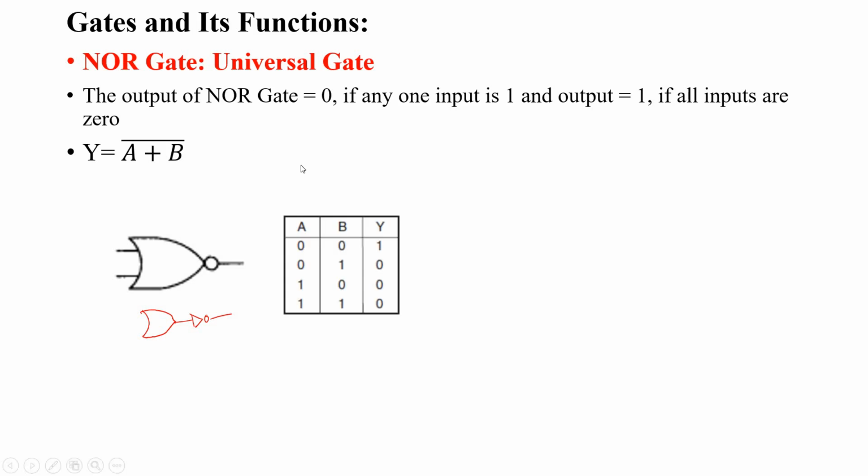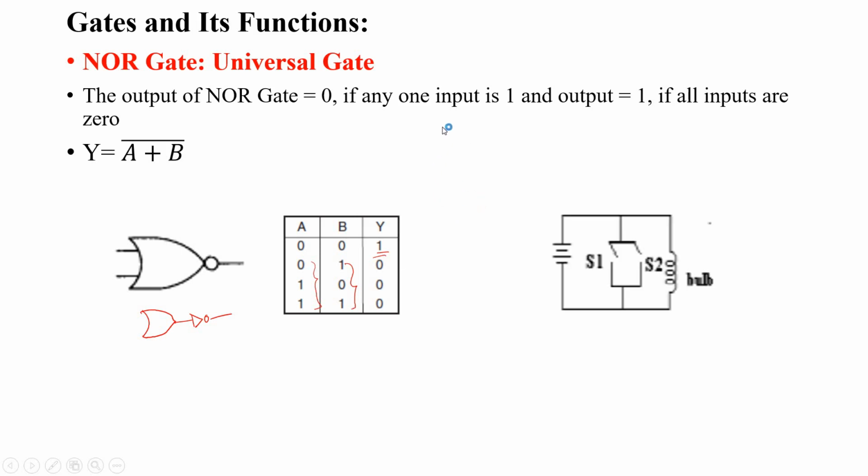So this is what the example is. When both the inputs are 0, your output is 1. In other cases, if any of the inputs is 1, your output is 0. So this is the combination for the NOR circuit.